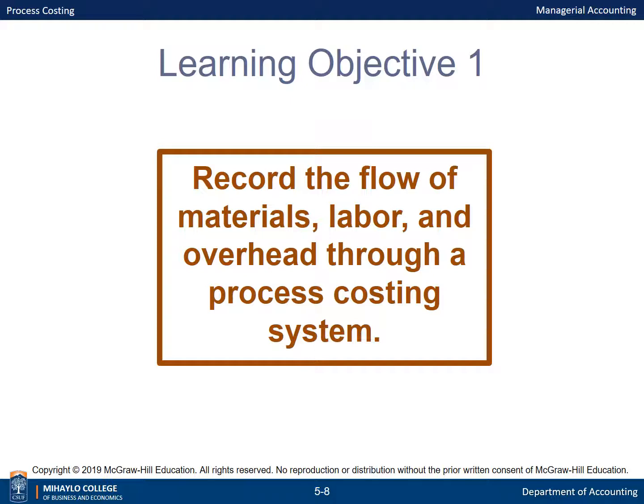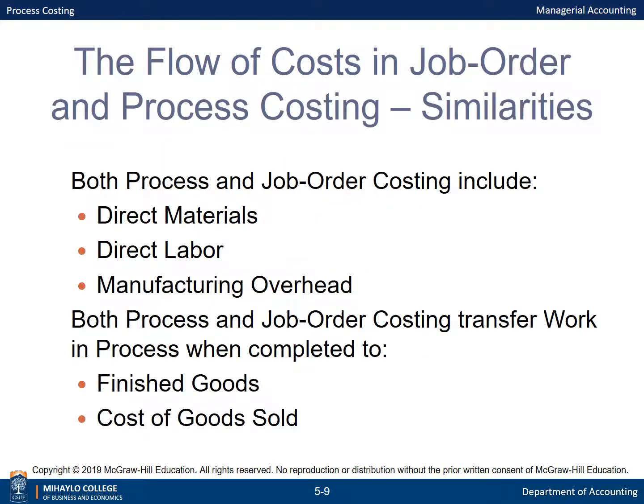Learning Objective 1 is to record the flow of materials, labor, and overhead through a process costing system. Direct materials, direct labor, and manufacturing overhead are added to work in process. When work in process is completed, the costs are transferred to finished goods. When goods are sold, the costs are transferred to cost of goods sold.